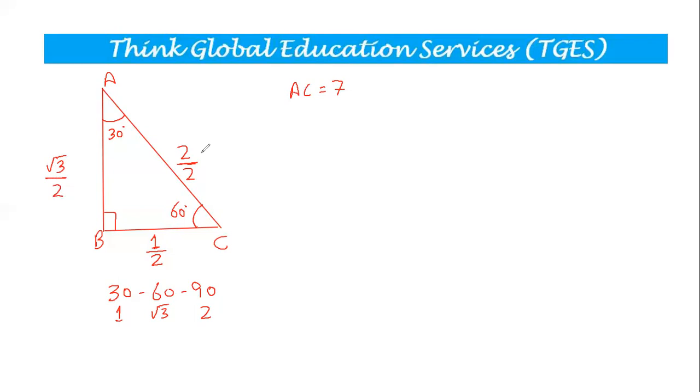Now it's very easy. The side given to me is 7, so I'll multiply everything by 7. Very straightforward. So if I know AC is equal to 7, BC will automatically come out to be 7 by 2, as you can see in the figure, and AB will come out to be 7 root 3 by 2. So this is the special triangle, and the advantage is, if I know one dimension, I already know the remaining two dimensions. 30, 60, 90, 1, root 3, 2. That's one special triangle. The other special triangle is 45, 45, 90.